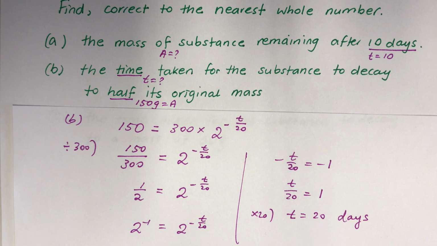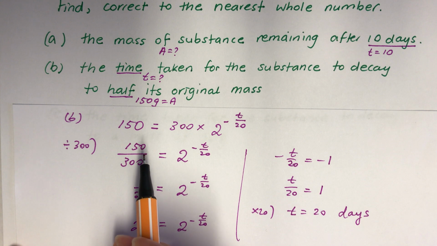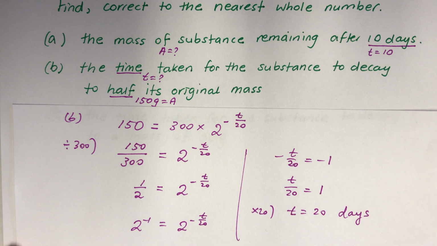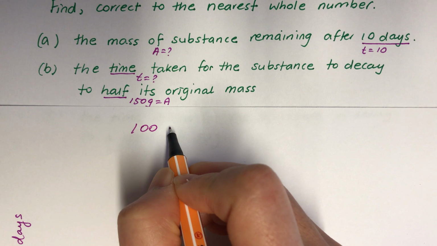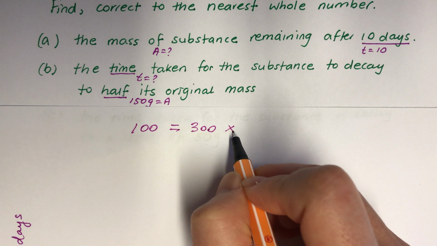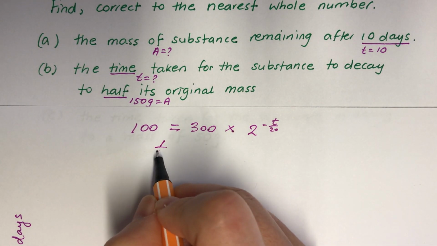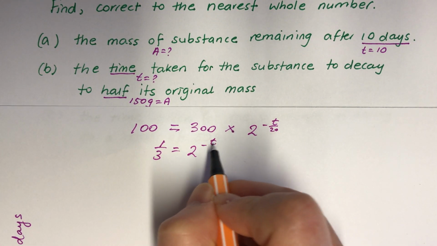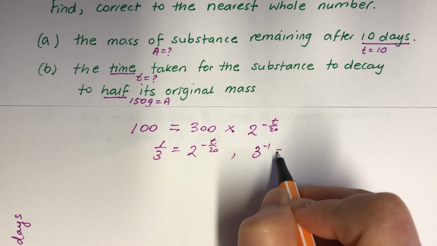Okay, now can I just tempt you with what if it'll take 100 grams? So I'm going to change the question quickly. If we wanted 100 grams, how long will it take? So I'm just going to do an extra question for you. So that's 1 over 3 because I'm dividing by 300 on both sides. So again, I'm just going to rewrite this like this.